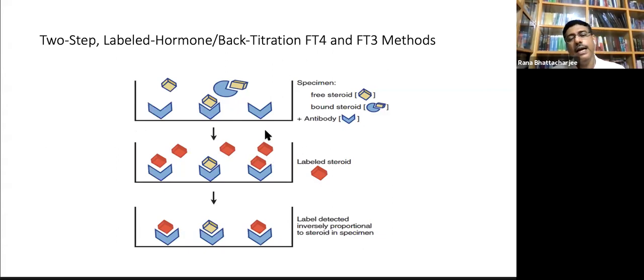Here a labeled analog is used, which also binds with this particular antibody, but it does not bind with the binding protein. So for all practical purposes, there is a competition between the labeled analog and the free hormone that is there in the patient's serum. The principles are the same as the T4 assay that I have discussed. After this reaction, there is a wash, a wash buffer is used in this assay system, and then the amount of tagged hormone that is attached to the solid matrix-bound antibody is measured.